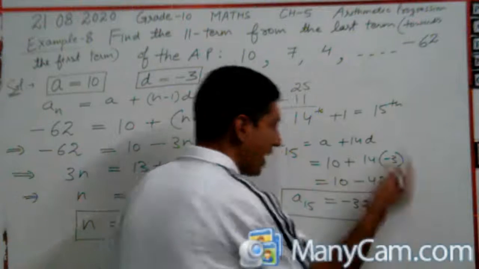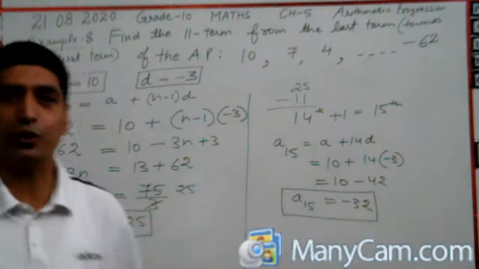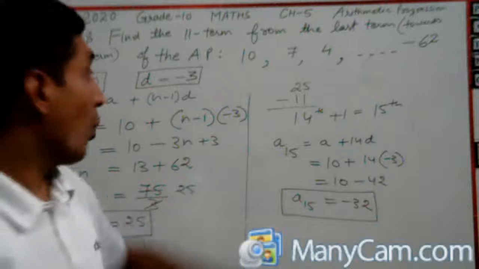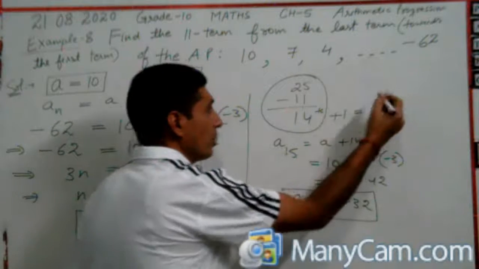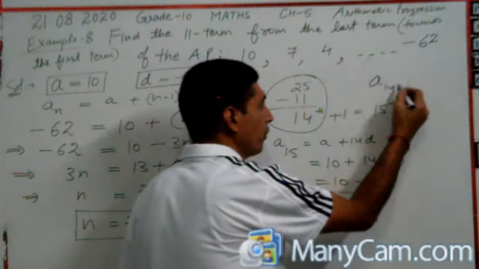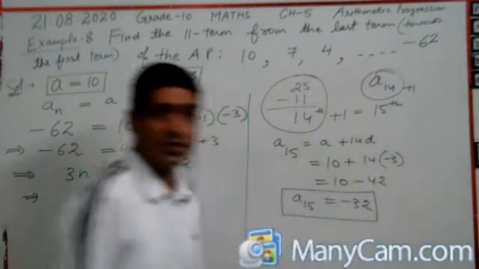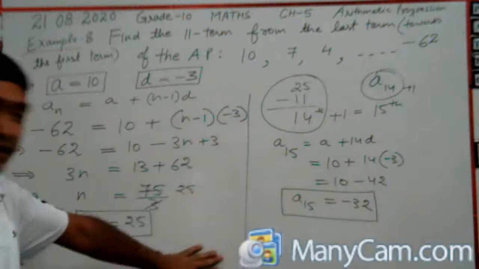Let me discuss why we are not going for A14 and why we are going for A15. This is the important question. Why am I not taking A14? Why am I going with plus 1? This is the way they have explained it.